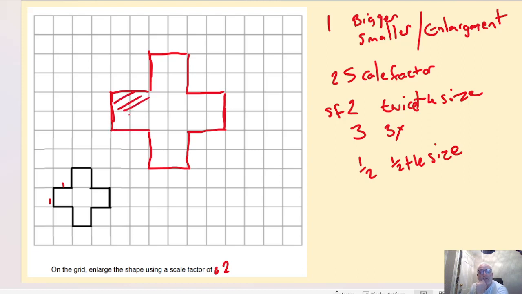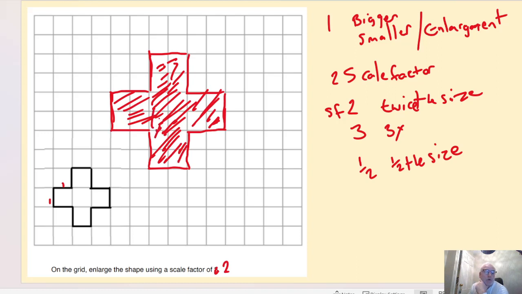And you can see there I've got now 2 times bigger than I started. Same shape and just twice as big. Brilliant. Okay.